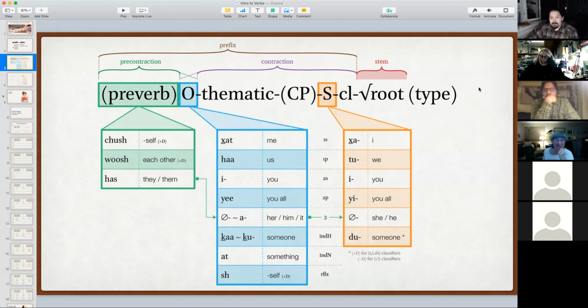But anyways, what we're looking at here is these areas: the preverb, the prefix, the stem. The prefix, I guess, sometimes does include that stuff. And then what are the building blocks, the starting points for understanding a Tlingit verb? If you go all the way back to the preverb, which means here are some words that can appear before the verb, like chush, which means to the self, right?